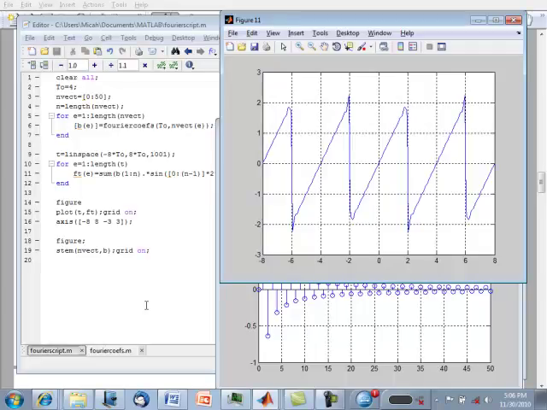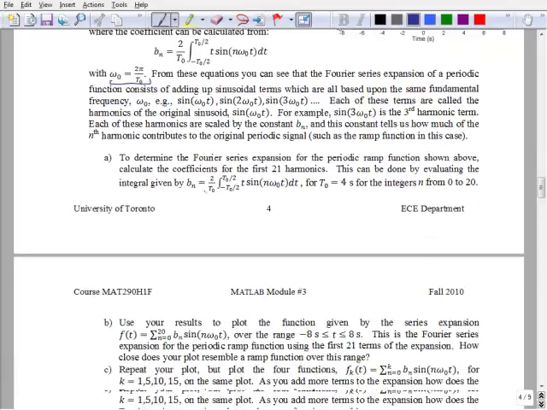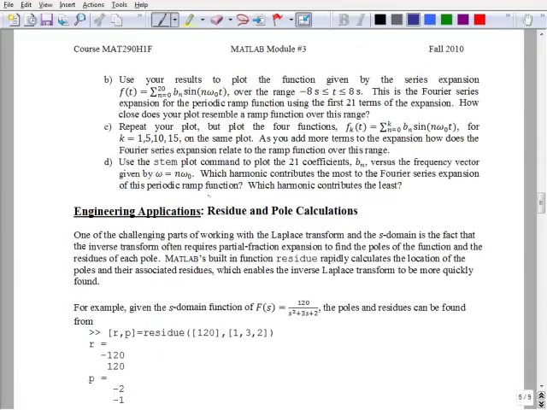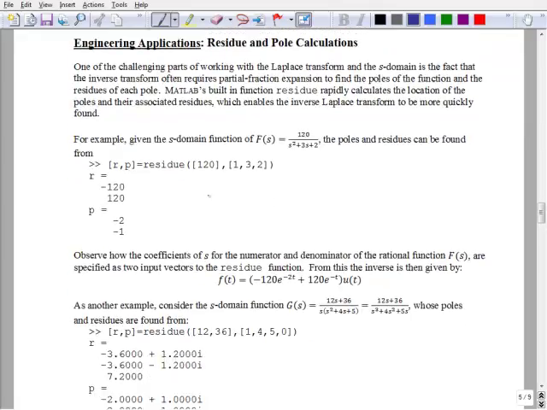Okay, so the second main part of this module is this idea of using MATLAB to find residues and poles of S-domain functions. And MATLAB has this wonderful built-in function called residue, which allows us to take an S-domain function, define it as the ratio of two polynomial expressions, and determine both the residues and the poles at one point.